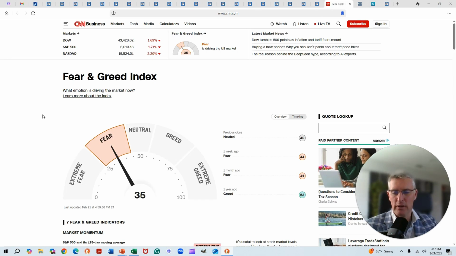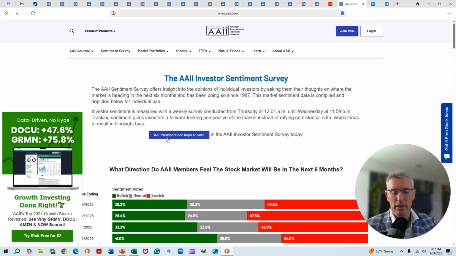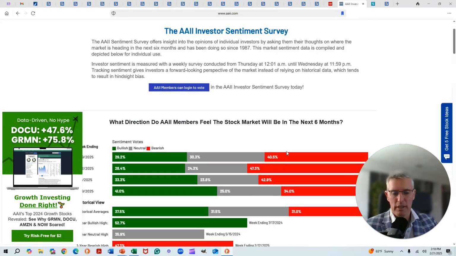How about the CNN Fear and Greed Index? It's at 35. That's pretty fearful. Okay, so if we start to go into extreme fear, you know what to do. All right, when others get fearful, you get greedy, and when others get greedy, we get fearful. So we were fearful most of the time this month. Greed was about a year ago.